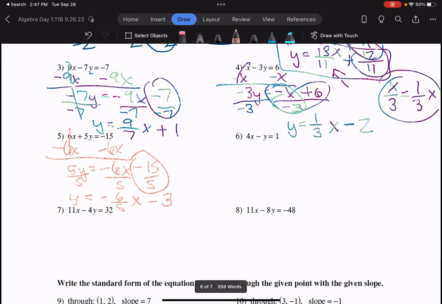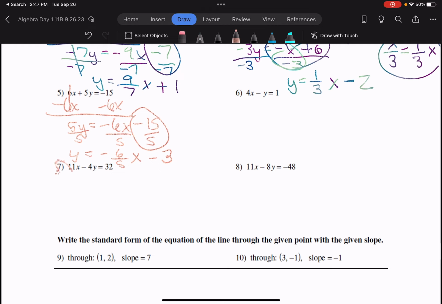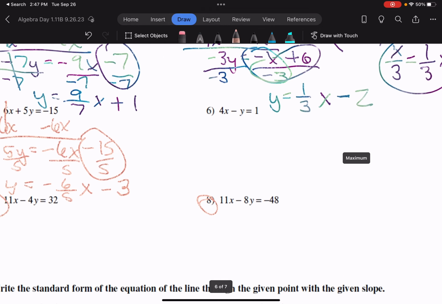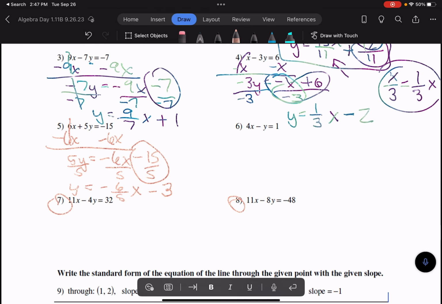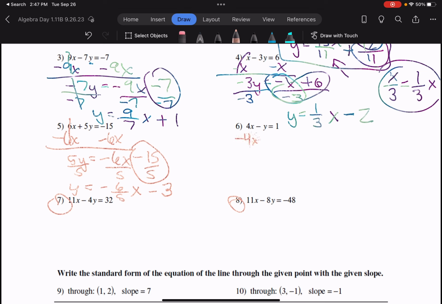Okay, so I'm going to do one more, and then I want you to do 7 and 8 on your own. You can do that. Okay, so for number 6, let's take a look. So minus 4x on both sides, and we're going to get negative y equals negative 4x plus 1.